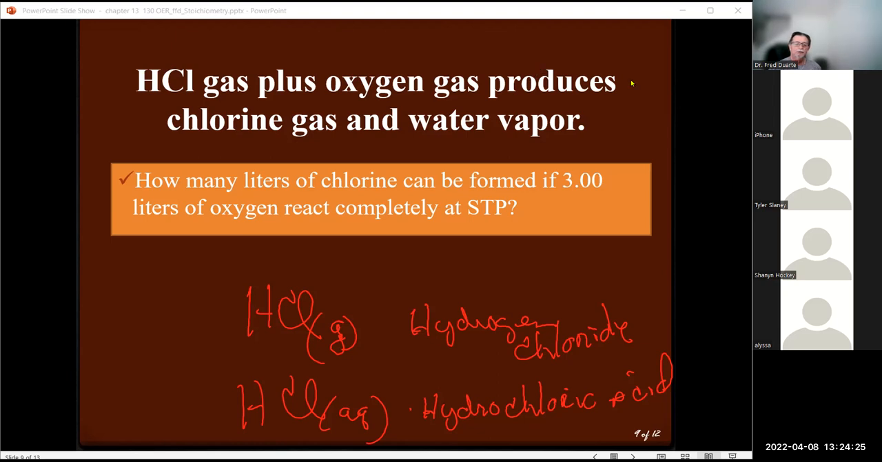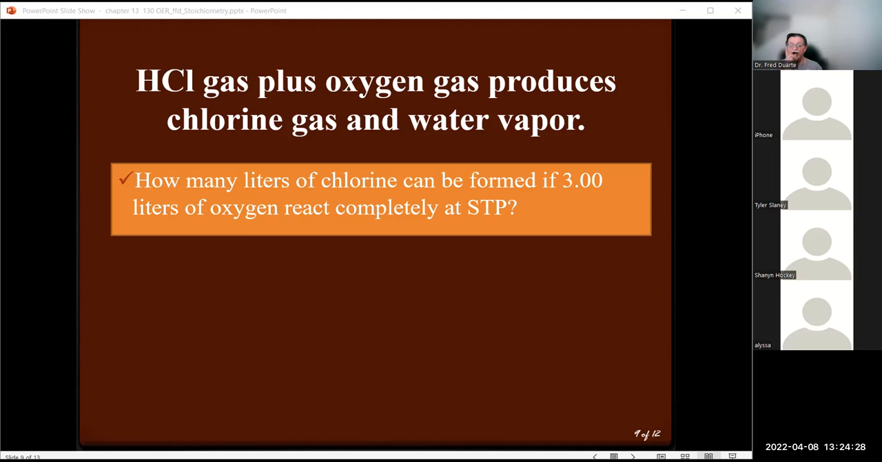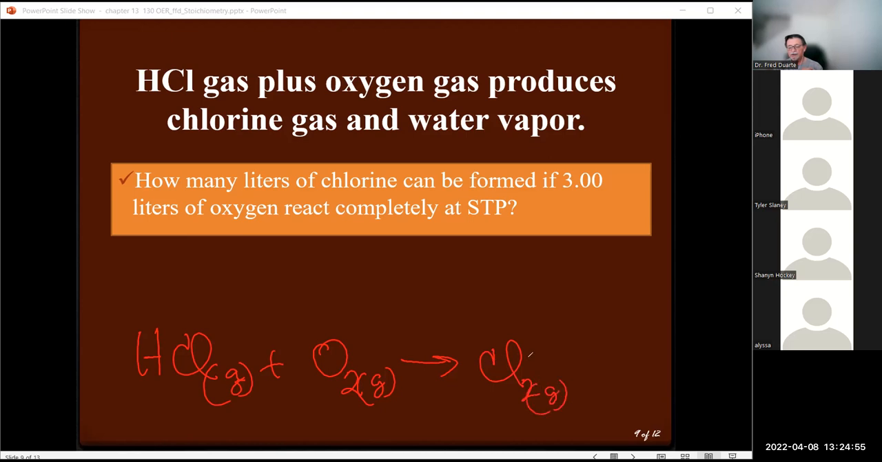Okay, so here they say HCl gas plus oxygen gas. So we can write that down. HCl gas plus oxygen gas, which hopefully by now you know is diatomic, so it's O2, produces, which is our keyword for the arrow, chlorine gas, which is diatomic Cl2 gas, plus water vapor, which is H2O, and water vapor means gas. So everybody here is in the gas phase, reactants and products.